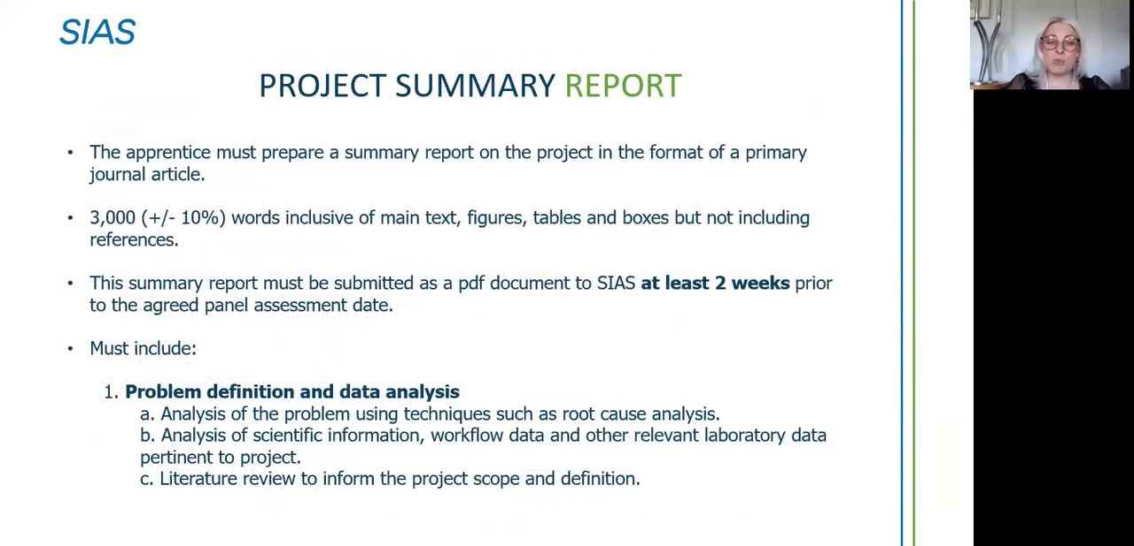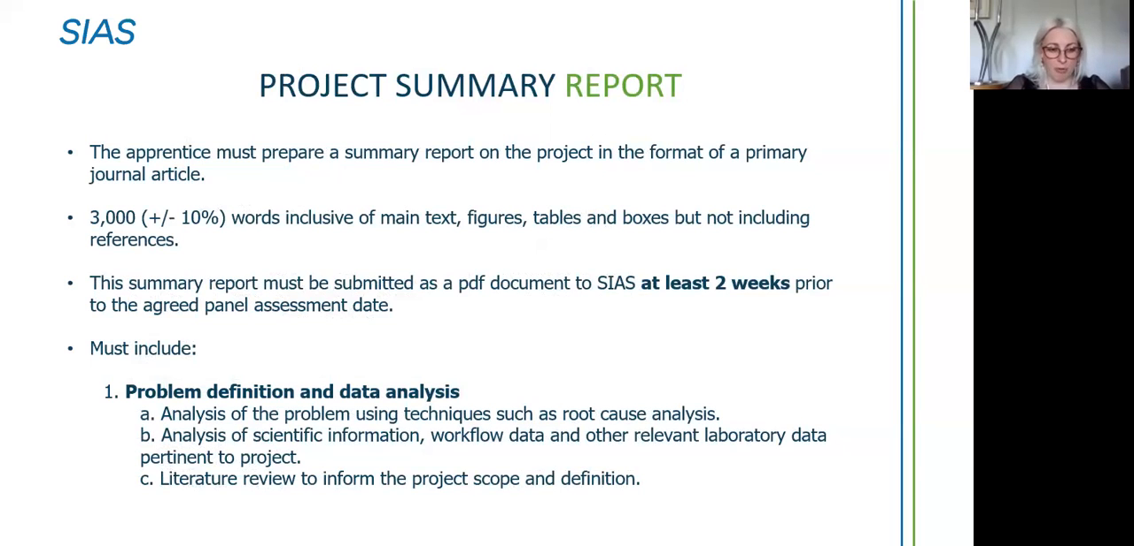In terms of actually what goes into there then, well, it is a primary journal article that we're asking the apprentices to submit, and it's got a 3,000 word count on it, and that should be inclusive of all the main text, figures, tables and boxes, but not the references or appendices. We can have them additional, all right? As I've said, it needs to be submitted to us at least 2 weeks prior to the end point assessment date.